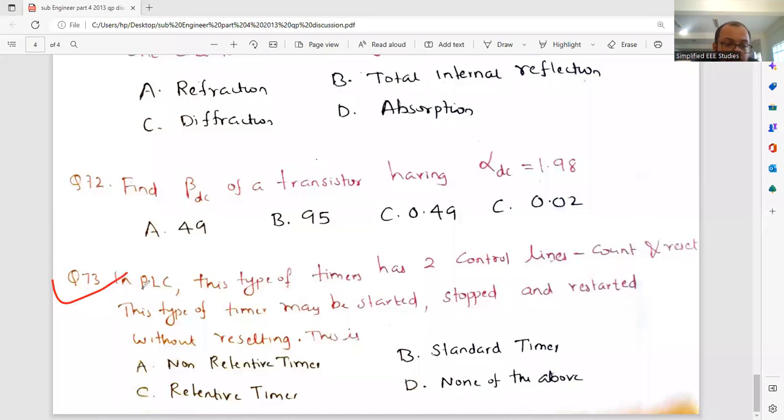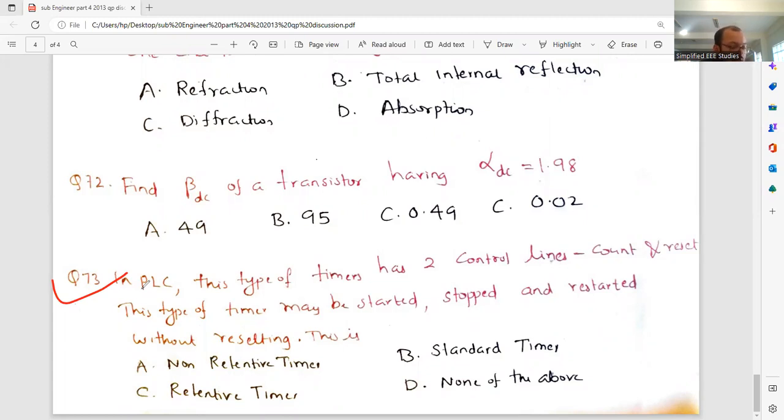Next is, in a PLC, this type of timer has two control lines, count and reset. This type of timer may be started, stopped and restarted without resetting. So first of all, this is dash. What you are supposed to do is, you need to have a basic knowledge of PLC. I have made notes on different types of PLC, all those things. If you require, I will share that. Okay, I have already collected it in my notes.